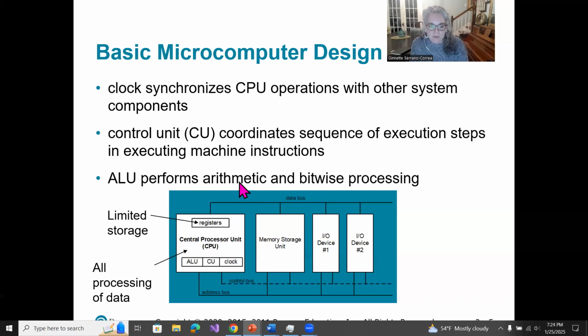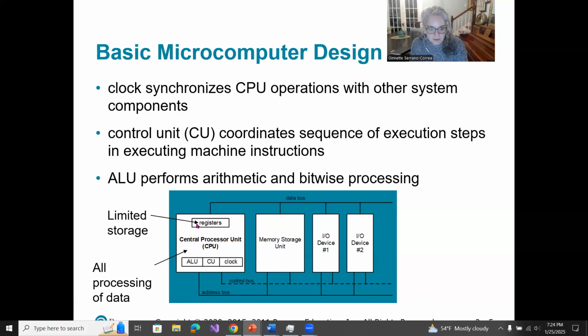So arithmetic would be just addition, subtraction, but also logical operations. And then bitwise processing would be looking at the bits, the ones and the zeros, and it could be like shifting the bits. So it's just processing ones and zeros.